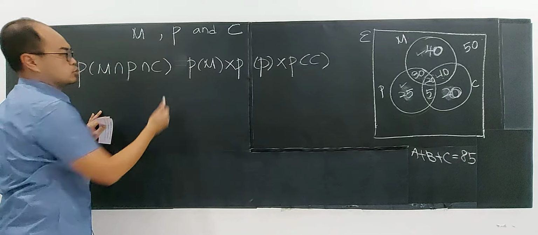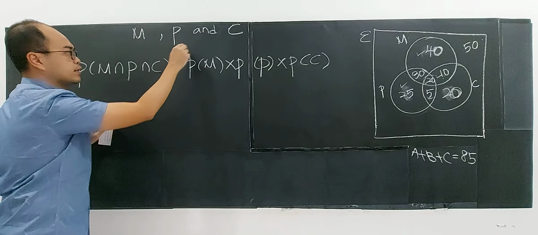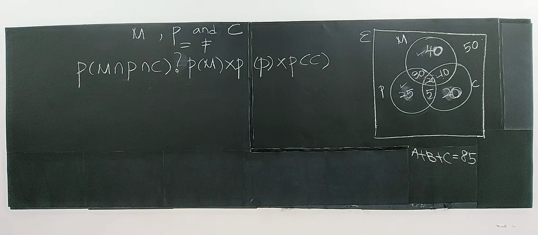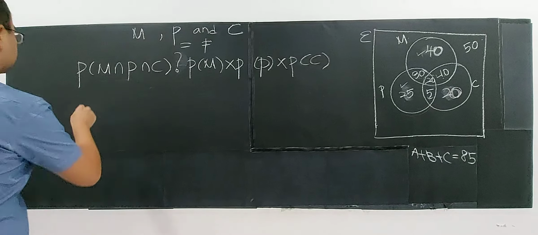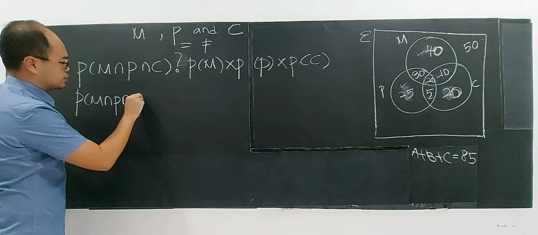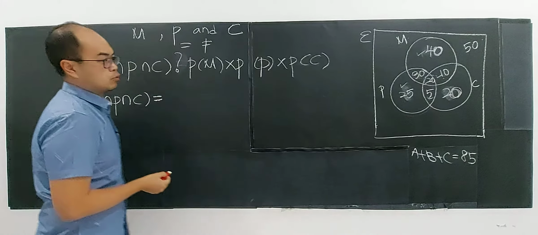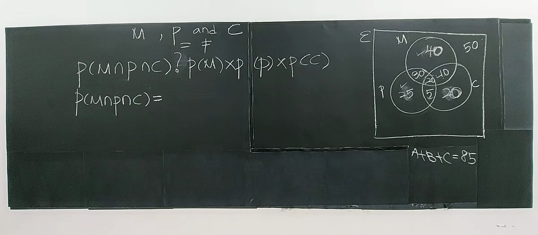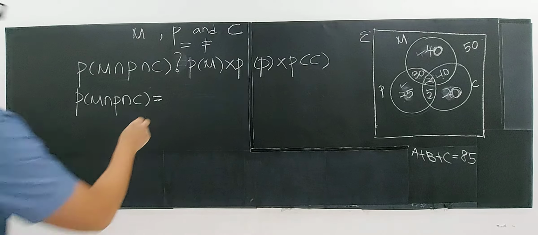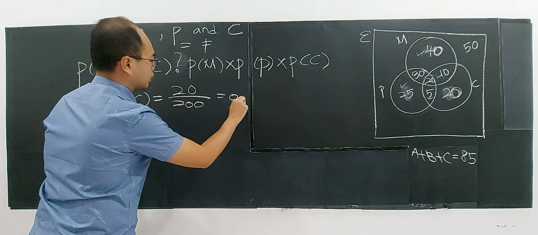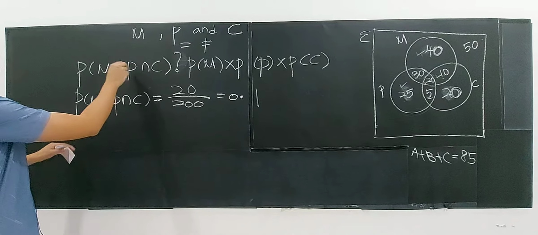We don't know whether they are equal or not equal, so we have to do some calculation. How is it? Very simple. Mathematics intersect with physics and chemistry will be 20 out of 200. If you calculate, you get 0.1. So for this side, you have 0.1.